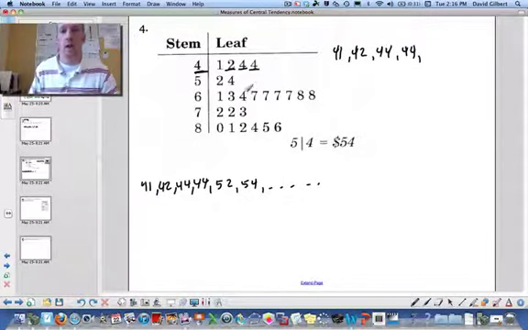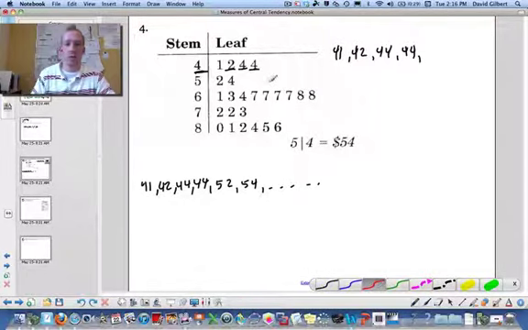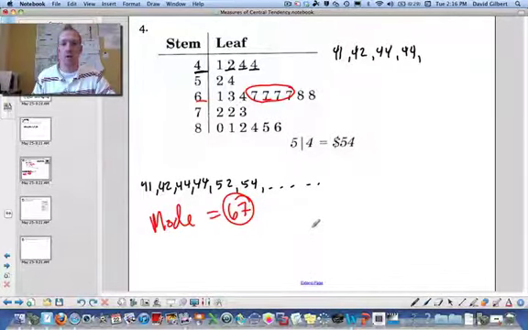I'm not going to do the mean with this one. You guys can find the mean. You would just have to add up all these numbers once you listed them out, then divide by however many numbers are here. But for the mode, it's really easy to find the mode because you just look for the one that has the most, and that's here. So this is a 67. So our mode is 67. That's the most occurring number.